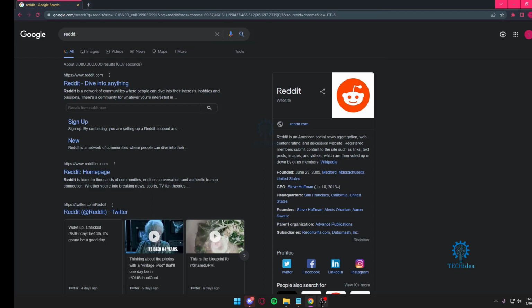So that's about it, honestly. Reddit is a social media platform where there are different groups, and those groups determine what topic is being discussed in that certain group. Other than that, yeah, that's about it.